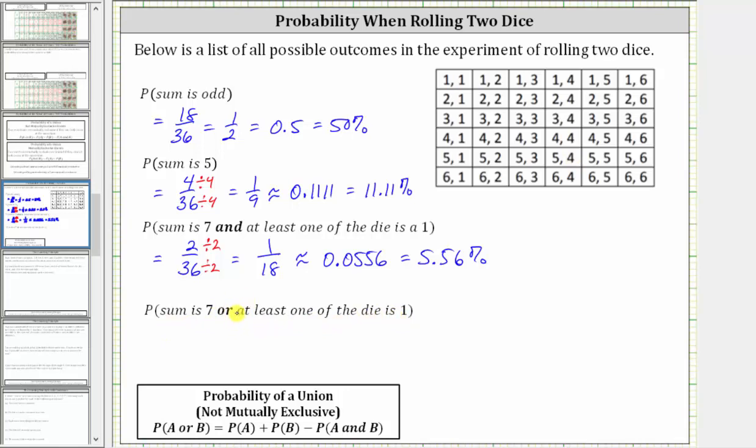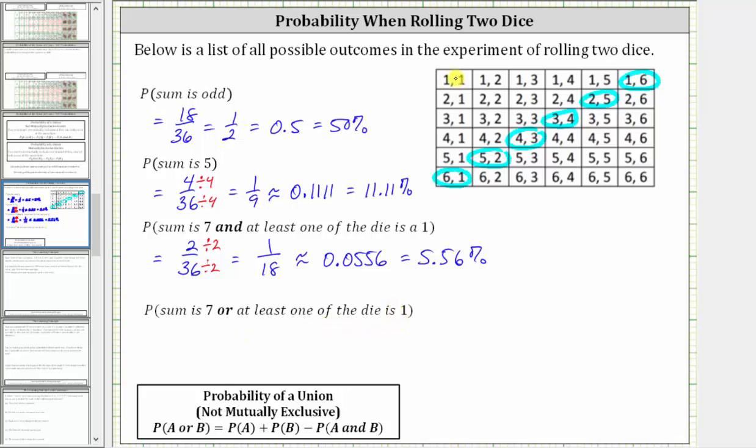So because of the or, if either is true, we have a favorable outcome. Let's first circle the outcomes where the sum is 7, which would be this diagonal here, 6 and 1, 5 and 2, 4 and 3, 3 and 4, 2 and 5, and 1 and 6 all have a sum of 7. And now let's circle the remaining favorable outcomes where at least one of the die is 1.